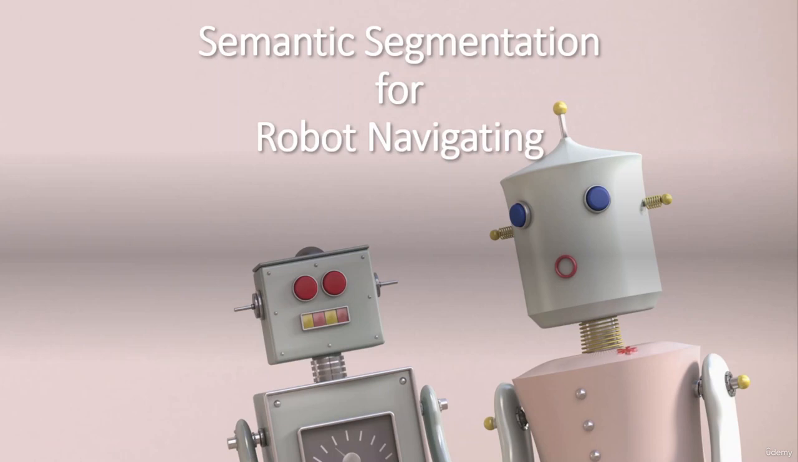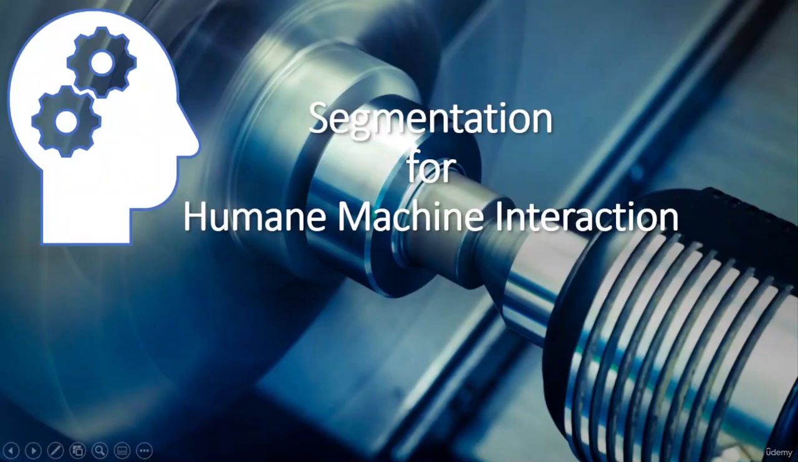The robot can use semantic segmentation to identify and classify different regions within environments such as walls, floors, and doors. This information can be used to create a map of the environment and also for the robot to localize itself within the environment. Semantic segmentation can be used in human-machine interaction to help machines understand and interpret the human environment and actions.